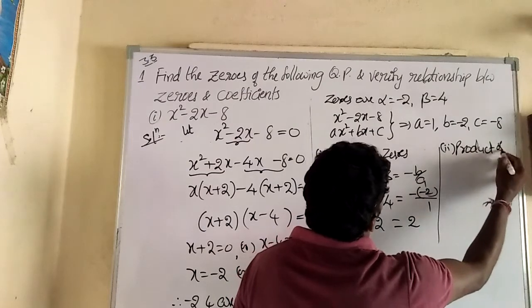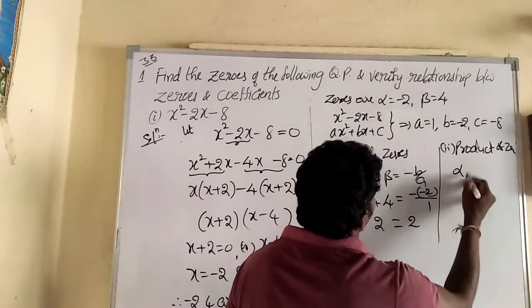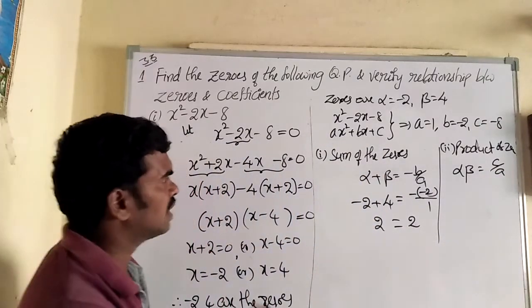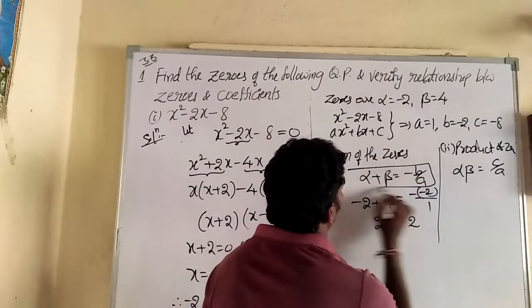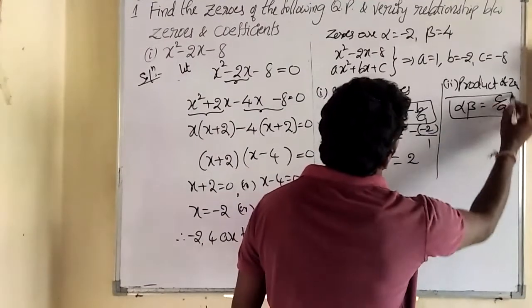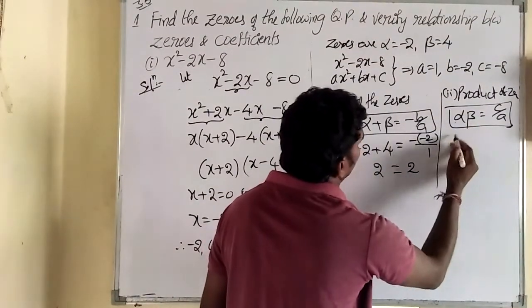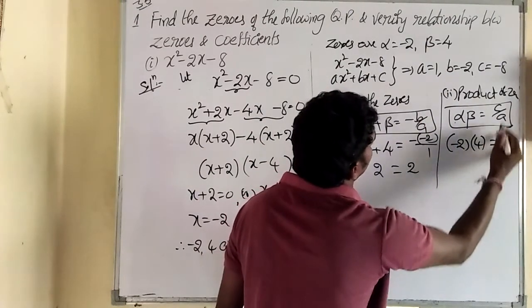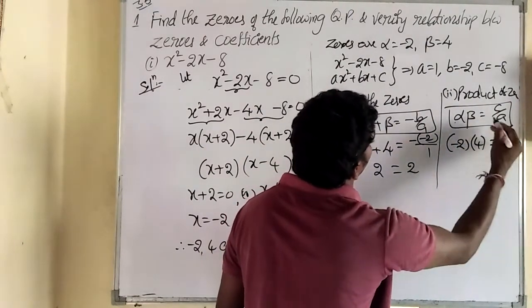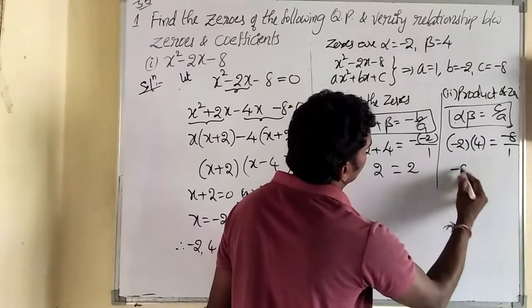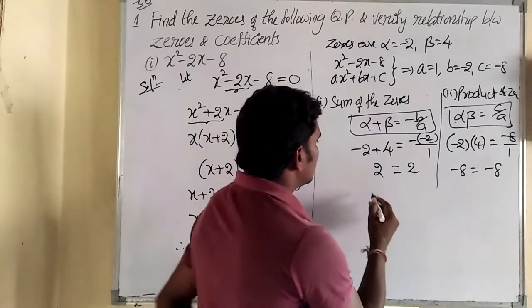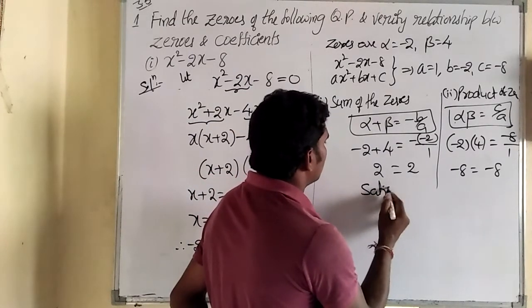Product of zeros. The product of zeros condition is alpha beta equals c by a. Okay, I have just explained. These two are the important formulas, sum of the zeros and product. What is alpha into beta? Alpha value minus 2 into beta value 4 is equal to c value minus 8 by a value 1. Minus 2 into minus 4 is minus 8, equal to minus 8 by 1, minus 8. Okay? Yes, satisfying.